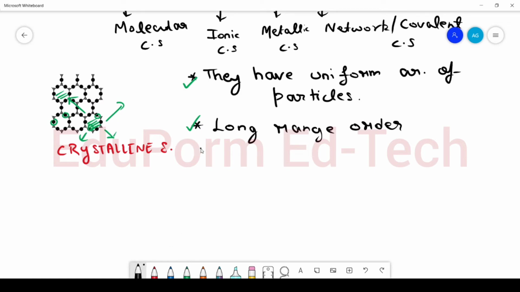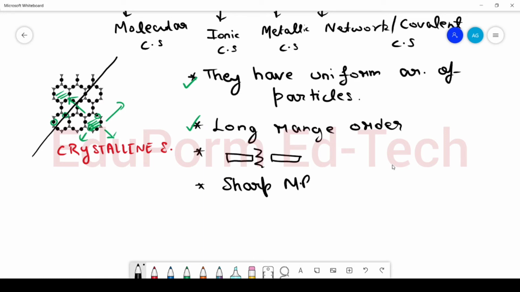Other than this, when we cut the crystalline solid, we get two different surfaces which are smooth. So whenever we cut a crystalline solid, it gets divided into two parts with smooth surfaces. They have sharp melting point.